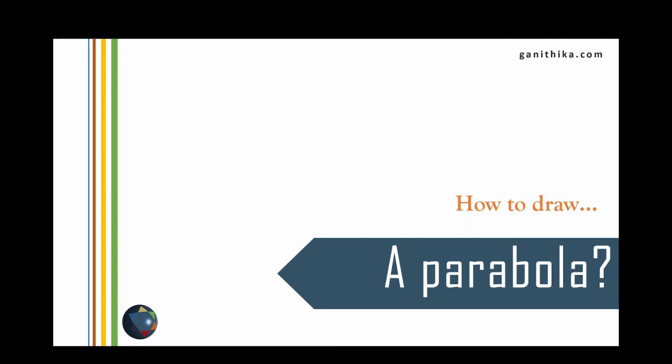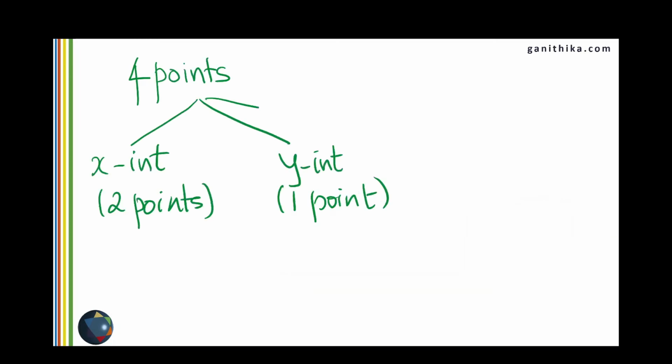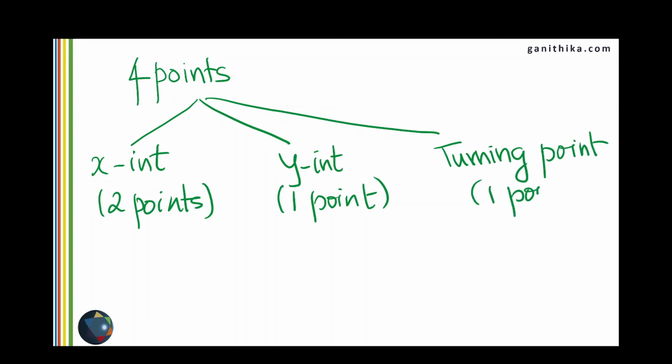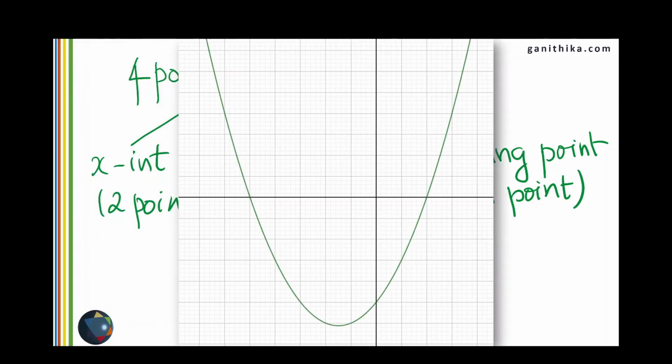Usually for any curve we need at least 3 points. In this case we need 4 important points, which are 2 x-intercepts, 1 y-intercept and 1 turning point. You know that every parabola has a turning point, maximum or minimum, according to the coefficient of x square. If the coefficient of x square is positive, you will have a minimum turning point. If the coefficient of x square is negative, you will have a maximum turning point.